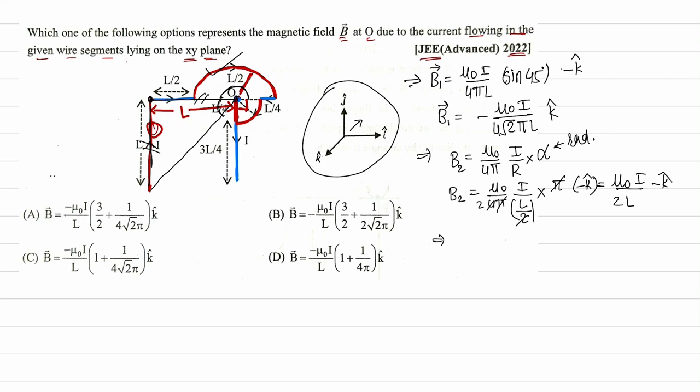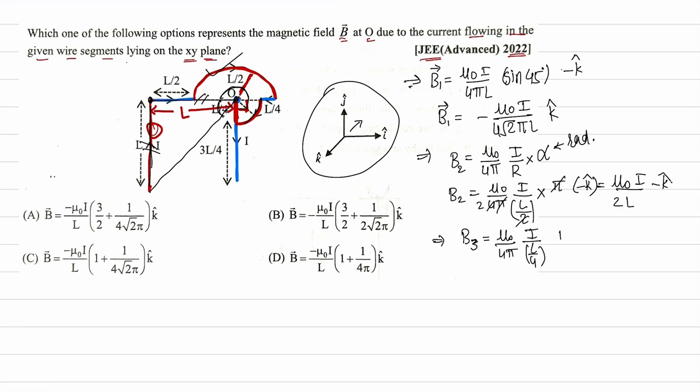The smaller arc gives us the same formula. B3 is equal to mu naught divided by 4 pi, I divided by the radius. Now the radius is L by 4, and the angle made at center O will be pi by 2. Again that will be in minus k cap according to the right hand thumb rule. The 4 and 4 cancel, pi gets cancelled. So B3 again will be mu naught I divided by 2L, in the negative k cap direction.